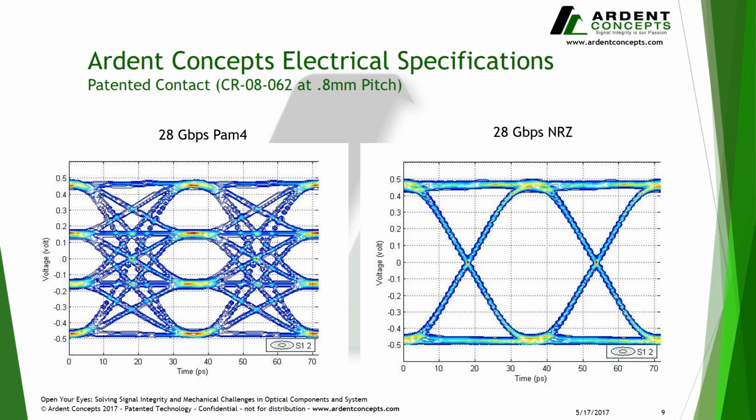So basically, it's a very high-speed contact. We're looking here at 28 gigabits per second PAM4 on the left and 28 gigabits per second NRZ on the right. We're happy to show that the eye diagrams are very clean, the eyes are wide open, with low jitter, and you can clearly see what data is being transmitted. This is also without any error correction, and there's no bit error rate detected at this moment.